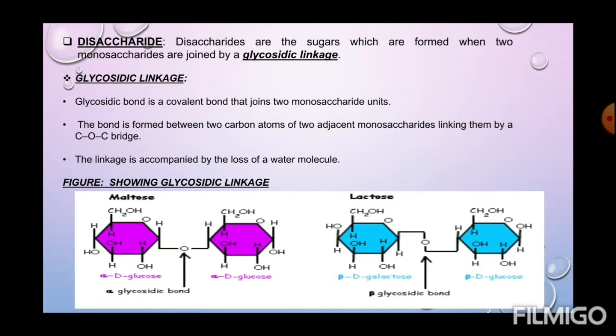As you can see in the diagram, there is a glycosidic linkage where two glucose molecules are joined together. This is one sugar and this is another sugar, and they are joining. In between there is an O. Why? Because water has been removed and only the O remains. This linkage is known as a glycosidic linkage. I hope you have now understood the glycosidic linkage.